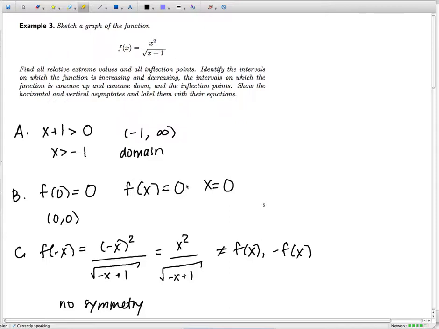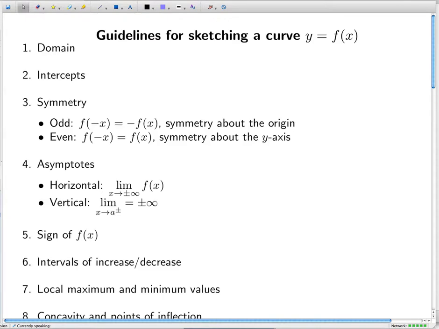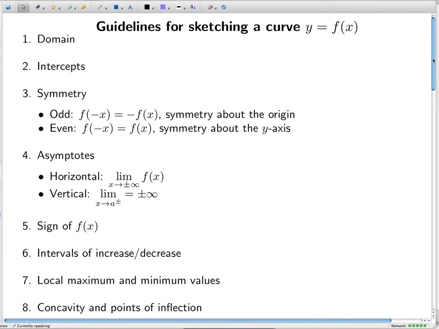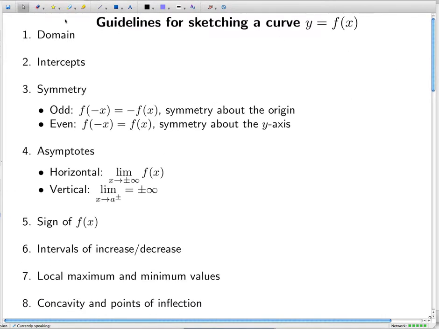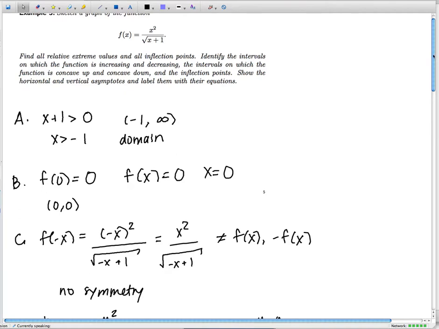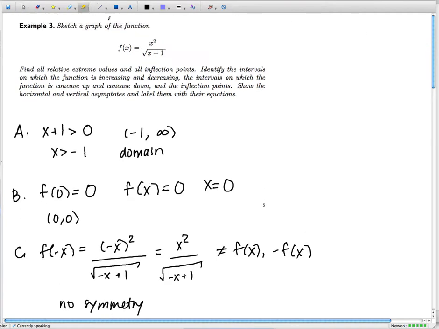In this lesson, we'll consider another example of sketching a graph of a function using our guidelines. So remember our guidelines for sketching a curve y equals f of x. We find the domain, intercept, symmetry, asymptote, sign, intervals of increase and decrease, max and min values, and concavity and points of inflection. Our function here is f of x equals x squared over the square root of x plus 1. So let's start with domain.